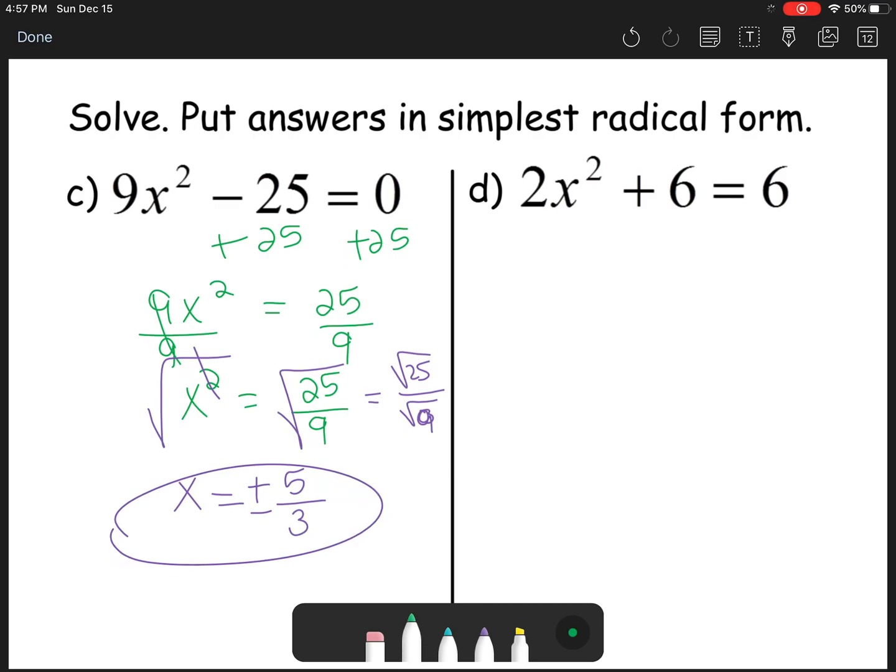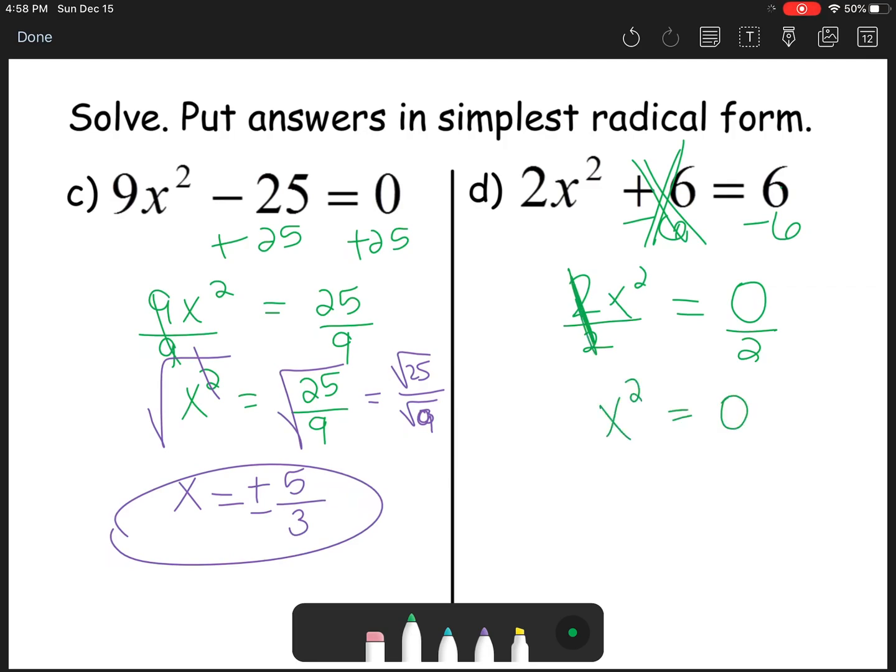Looking at letter D, 2 times x squared plus 6 equals 6. Well, let's start by isolating x squared. So we'd get 2x squared equals 6 minus 6, which is just 0. So 2 times x squared equals 0. Divide by 2 on both sides to isolate x squared. We get x squared equals 0 divided by 2, which is just 0.